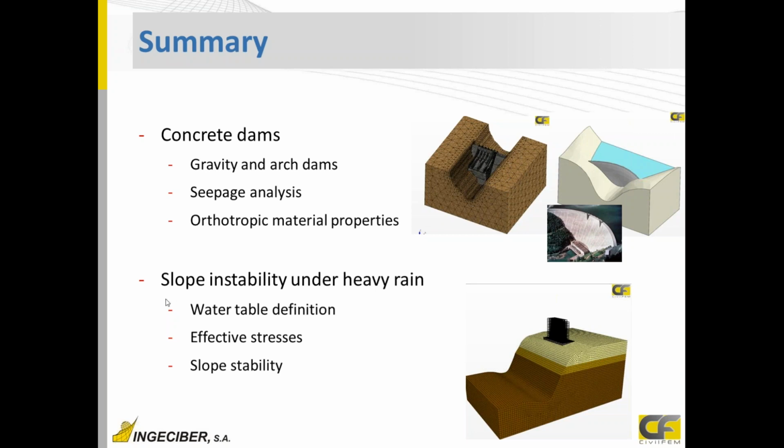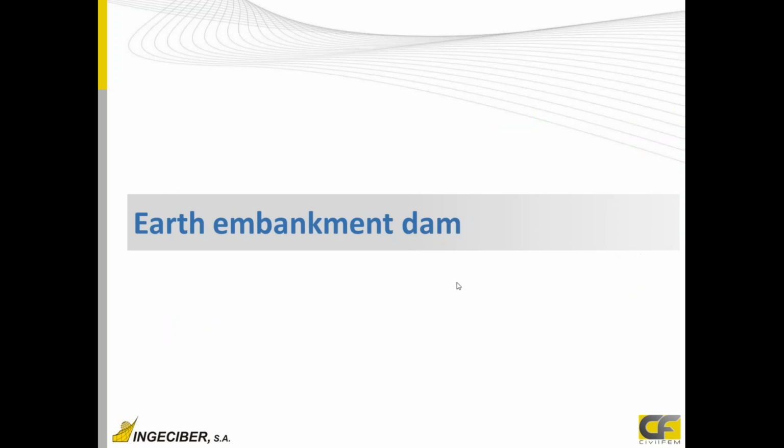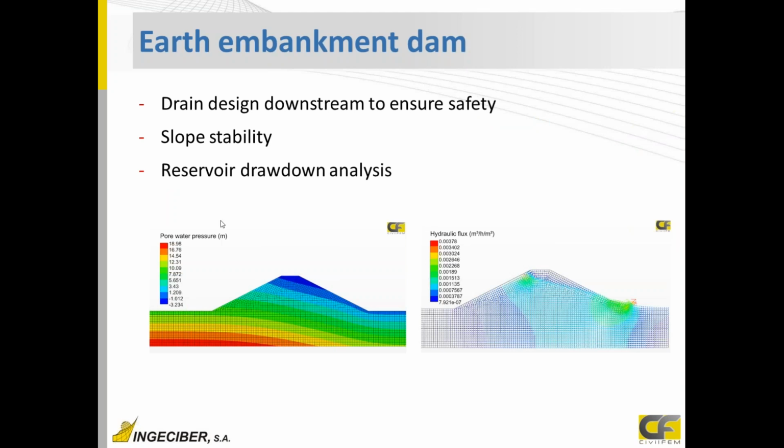And the last one will be an example with slope instability under heavy rain. There will be a water table variation, the initial horizontal water table here, and due to this heavy rain, this water table will increase, and we will see the effect on the slope instability, and also some drains. We will add some drains here for the water table to be reduced, and analyze the slope instability under these different water table conditions. Let's start with the first model, the earth embankment dam, and it will be a 2D one.